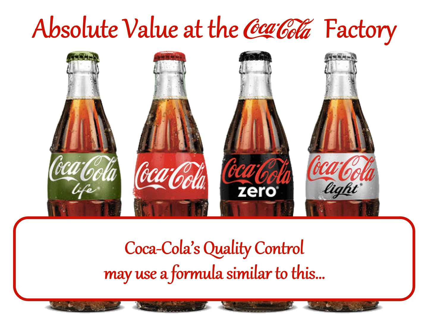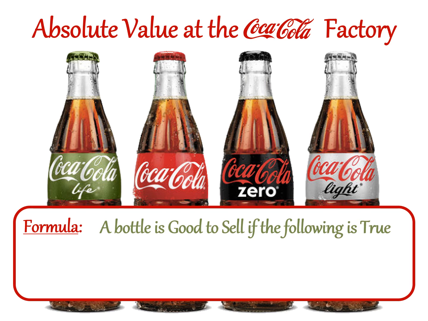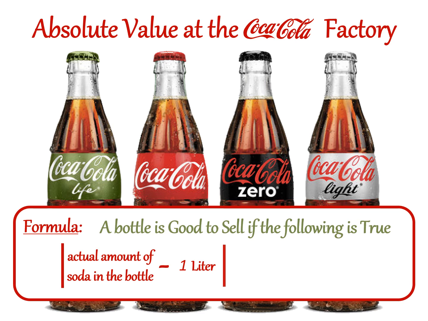Coca-Cola's quality control may use a formula similar to this. A bottle is good to sell if the following is true. You take the difference between the amount in the bottle and 1 liter. Next, you convert that to its absolute value. If the absolute value is less than or equal to 5 thousandths of a liter, the bottle is good to sell.